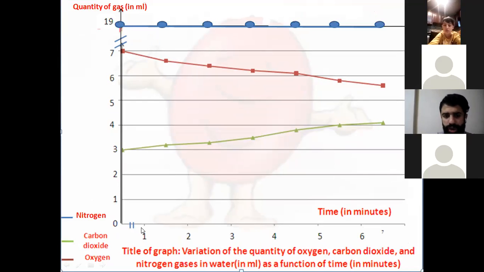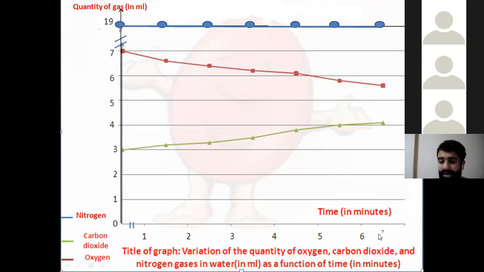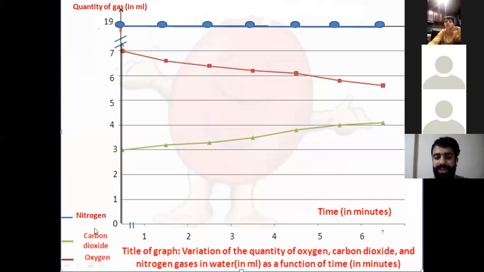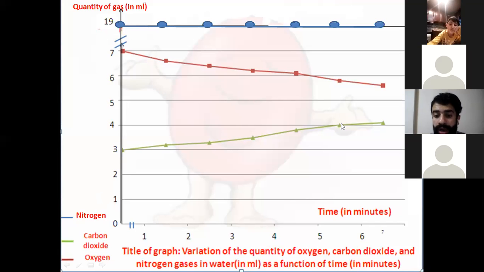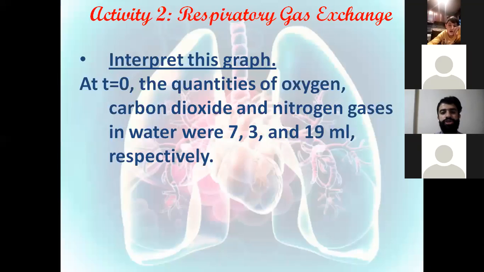Here, I used 1 box, 1 centimeter at the x-axis, and here 1 centimeter. But I used to put dashes here because I don't have enough space. That's why I put a dash and I moved to 19. Here you have to use the legend. Nitrogen is the blue, the green one is for the carbon dioxide, and the red one is for the oxygen. Let's move to the second part to interpret.